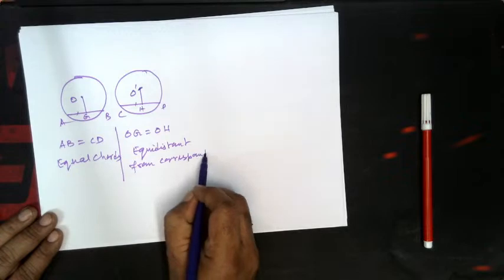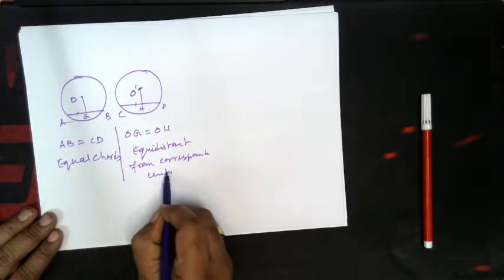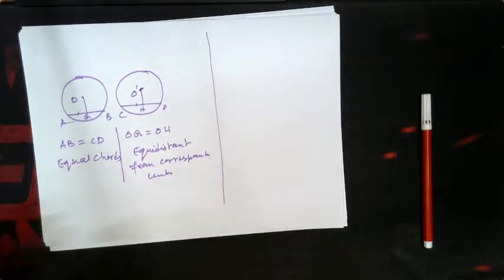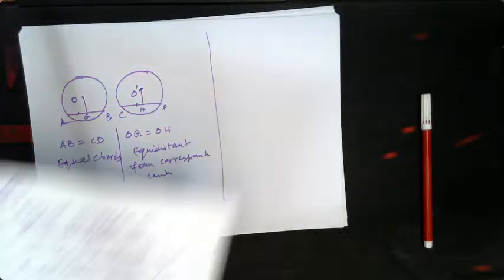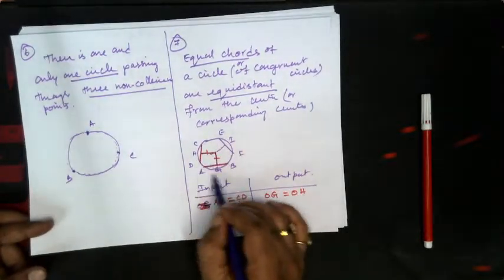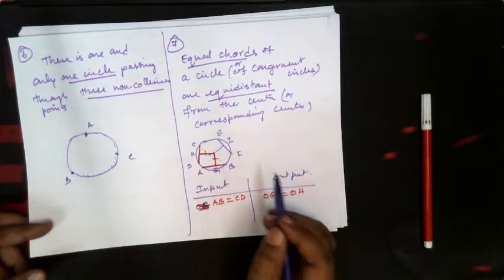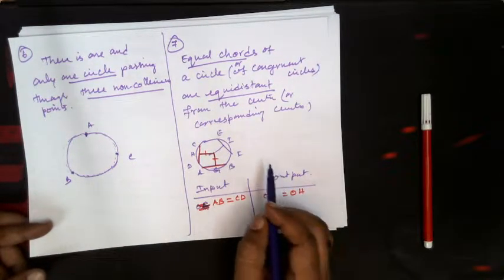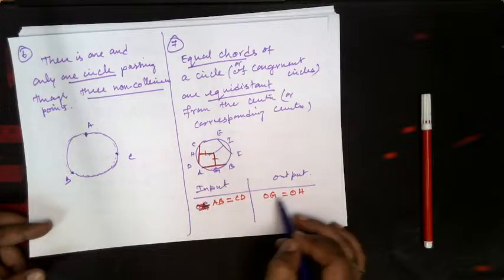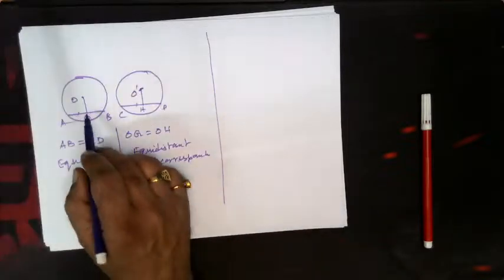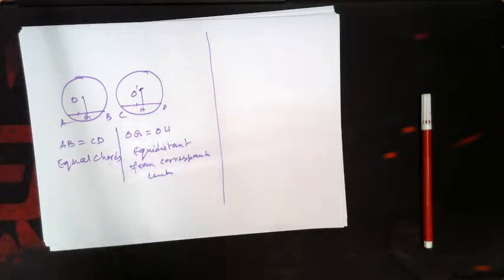Corresponding centers. Okay. Now this is for the same circle, where we considered two different chords of the same length, and they have the same distances from the center. This is applicable for congruent circles. So you should know both, right?